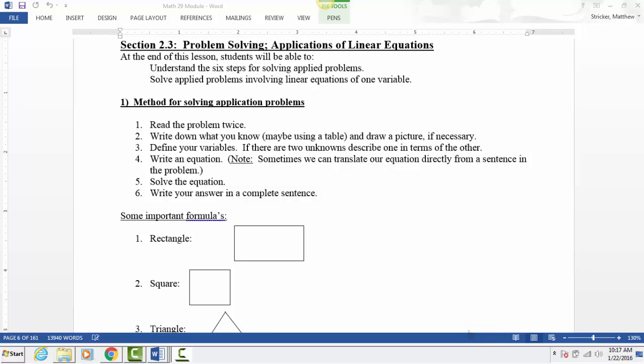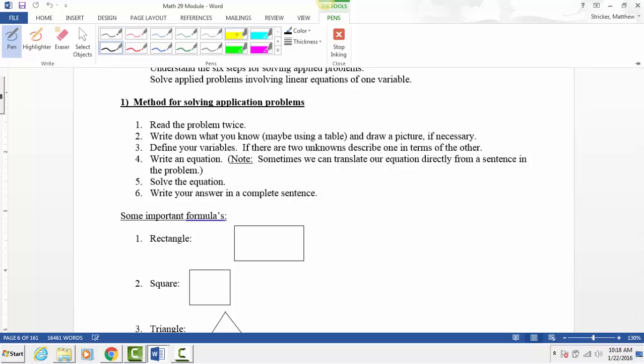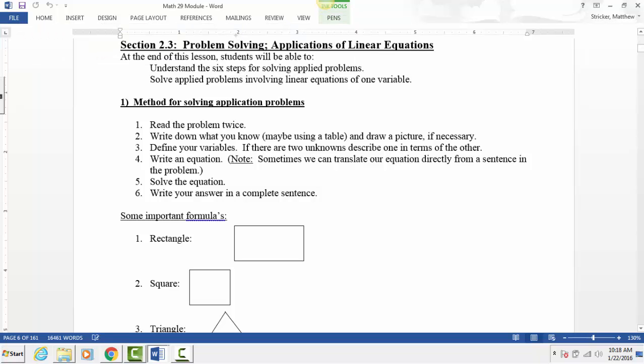This video covers section 2.3 from your notes. It's titled Problem Solving Applications of Linear Equations, and in it we are going to be looking at how to solve linear equations. We're going to start out by reviewing a problem solving process, just some steps that are a good idea to go through as you try to tackle any application problem, which we know can be a little difficult, so it's good to remember some simple steps.